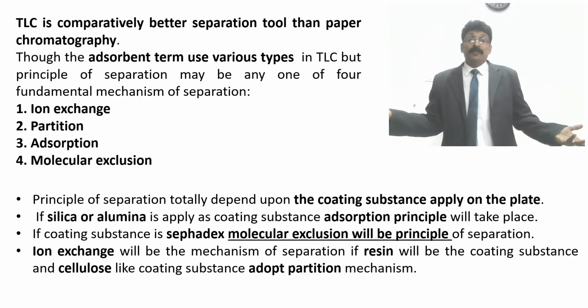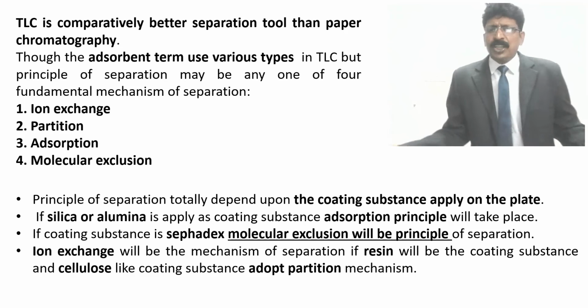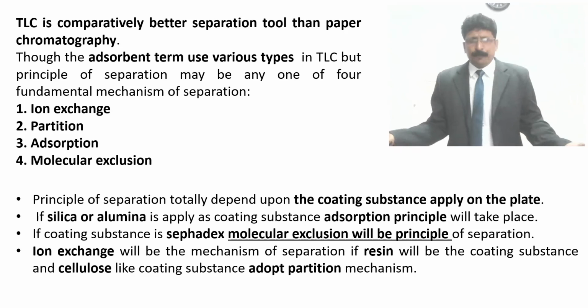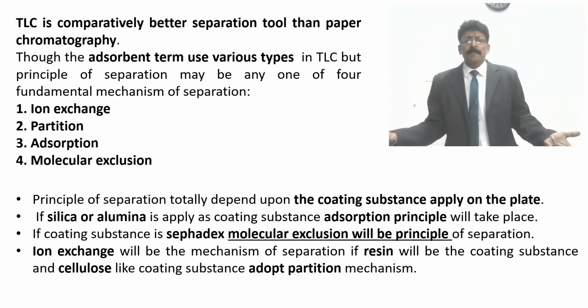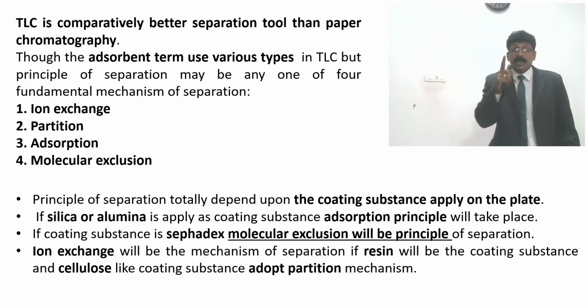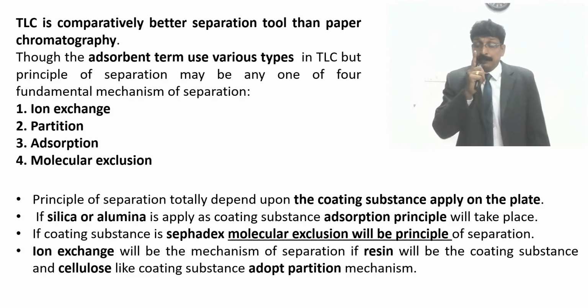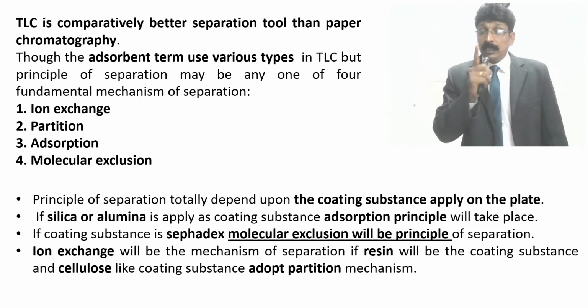Then the student will ask, with cellulose, how is partition possible? Partition chromatography means the stationary phase should be liquid. Cellulose is a solid. How can it be a liquid stationary phase? Cellulose is always surrounded by water molecules. That you should know. Even paper, we cannot see the water molecules, but paper is made up of cellulose, and all the cellulose molecules are surrounded by water molecules.